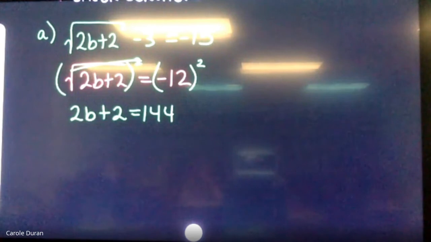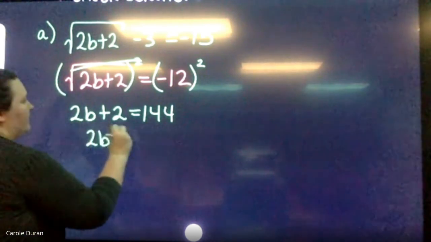Brandon, what do I do next? I don't want to divide yet. I want to do something else first. Subtract the 2 over first. We don't want to really divide until the b is by itself. Okay, so subtract the 2 over.